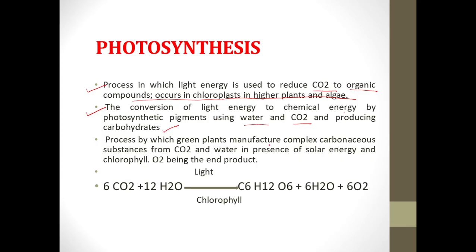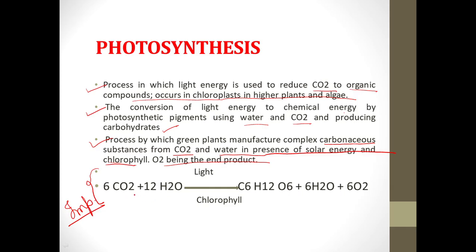Process by which green plants manufacture complex carbonaceous substances from CO2 and water in presence of solar energy and chlorophyll, O2 being the end product. One more definition for photosynthesis. Now, this is the equation, and this is very important to know. This is the equation of photosynthesis.